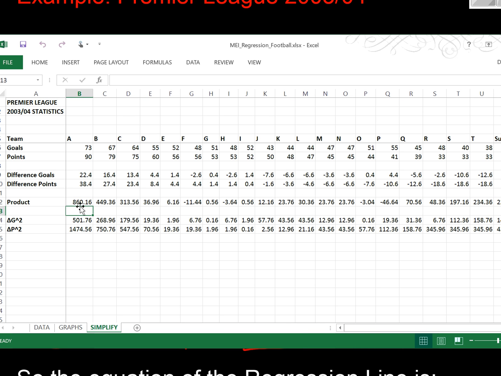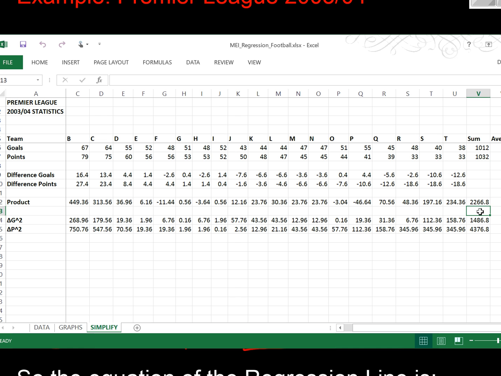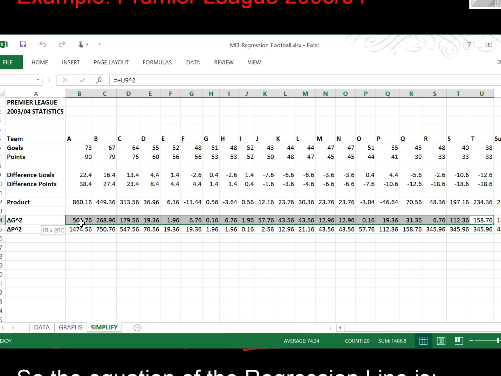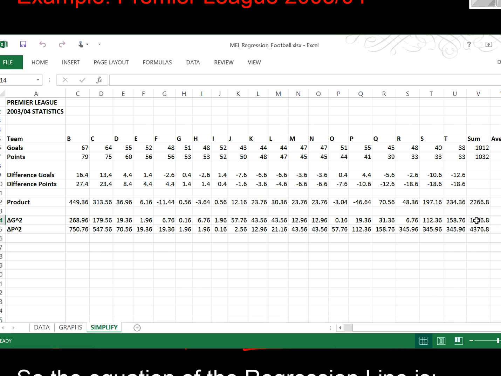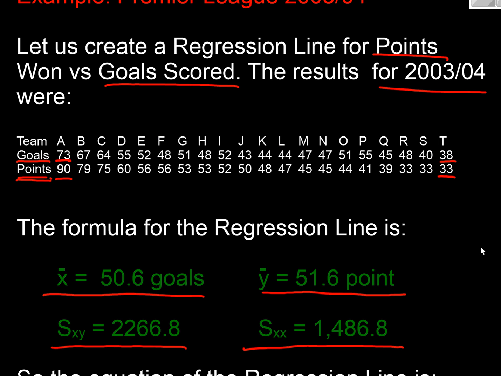So most of these are positive, aren't they? Fitting in with the fact that more goals scored here for the winners gets more points, and here fewer goals scored gets you fewer points. If we add up that whole row, we get 2266 goal points. And then if we look in this next row down here, we've got our goal differences squared. There we are, and they're all positive, aren't they? Because they're designed to be. That's our sum of squares of 1486 goals squared. Okay, so that's how we can use a spreadsheet to do it. We'll come on to look at a calculator in a sec.